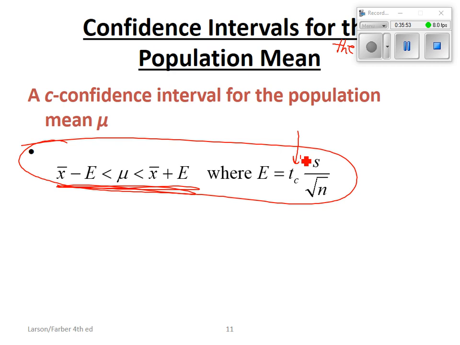Again, you're probably not going to write your interval this way. What are you guys going to do? Write it in parentheses, the way the calculator goes. So if you wanted to write it down like this, it's x bar minus E, comma, x bar plus E in the parentheses. That's the way the calculator is going to give it to you.